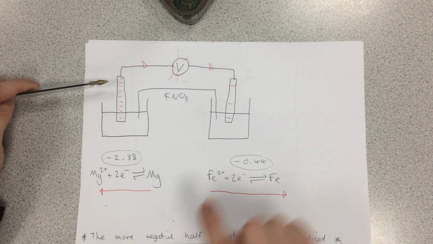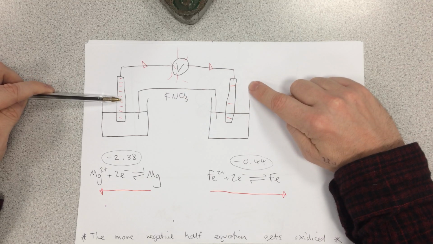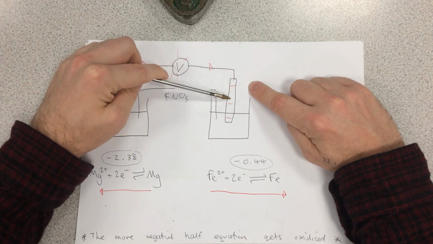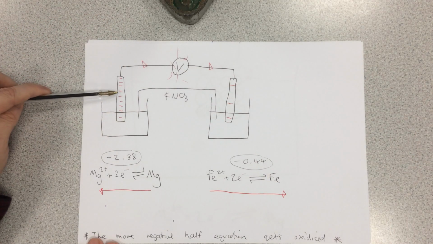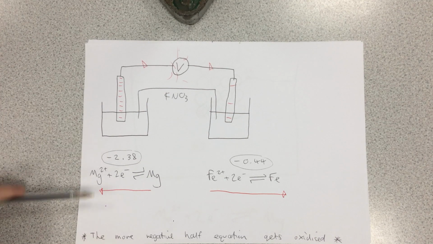You're literally setting up two different areas of differing electron density. So the electrons are literally pushed from one side to the other. And you'll know which side has more electron density and is therefore losing the electrons by looking at the electrode potential. Bosh.